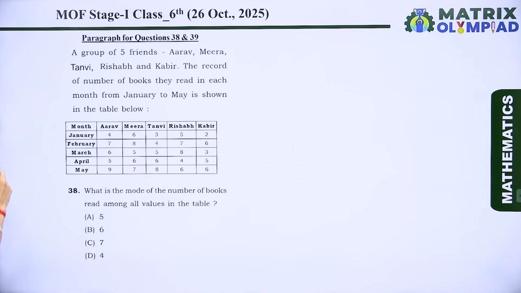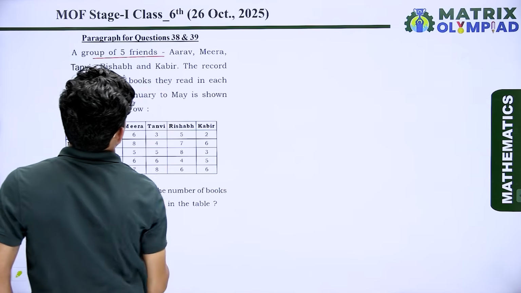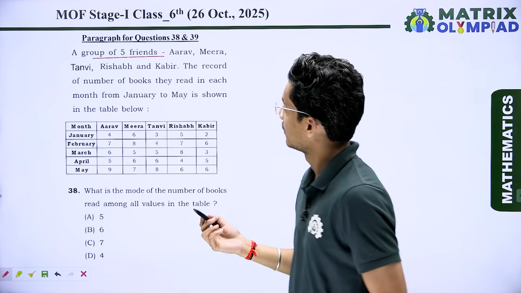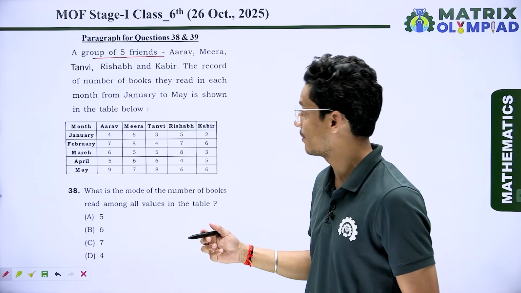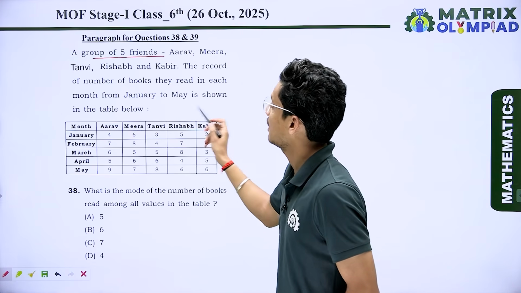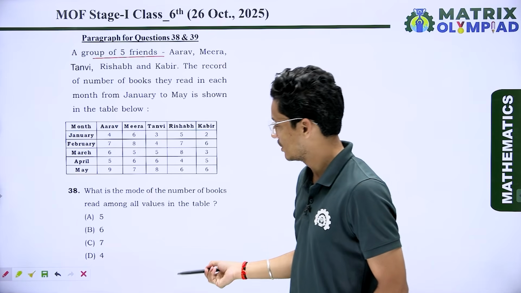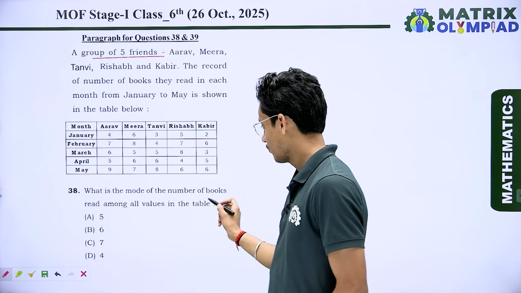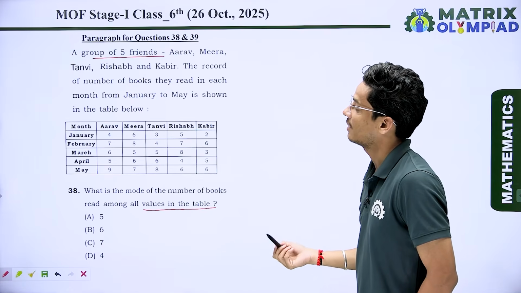So now if I talk about the next question, which is based on a paragraph. The paragraph is: a group of 5 friends, Arav, Meera, Tanvi, Rishabh, Kabir, record the number of books they read in each month from January to May, shown in the table below. Then here we have the given table, and the question is, what is the mode of the number of books read among all the values in the given table? So we have to find the mode.